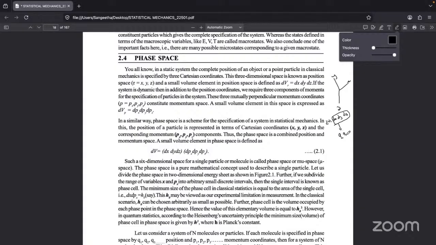Q1, Q2, Q3. So, we have two types of coordinates: position coordinates and momentum coordinates. Position coordinates are represented with Q1, Q2, Q3. Momentum coordinates are represented with P1, P2, P3.